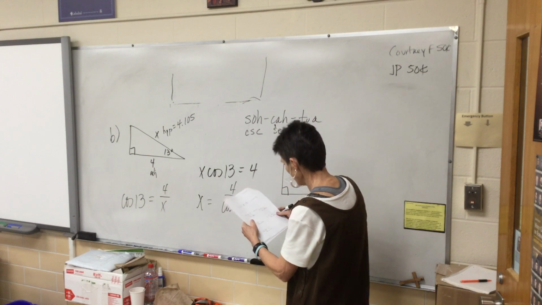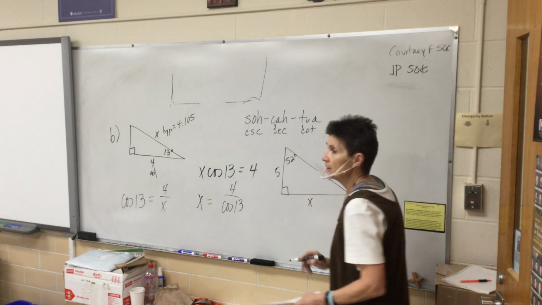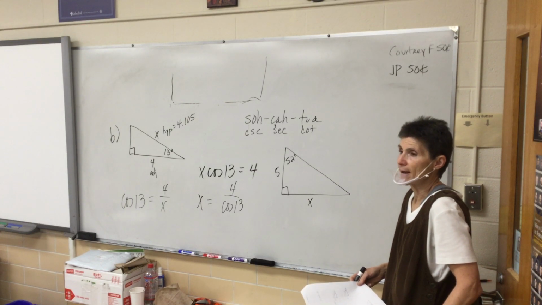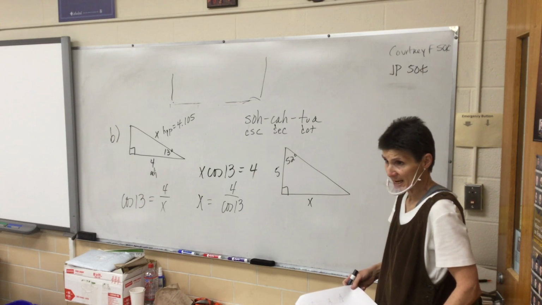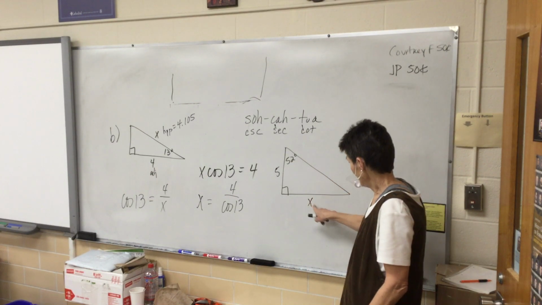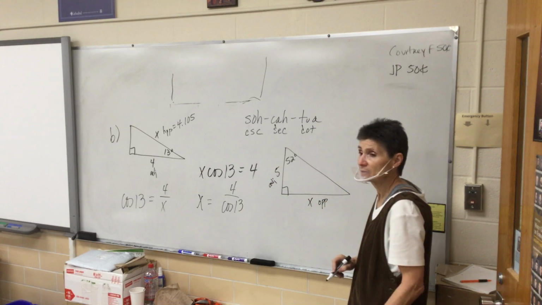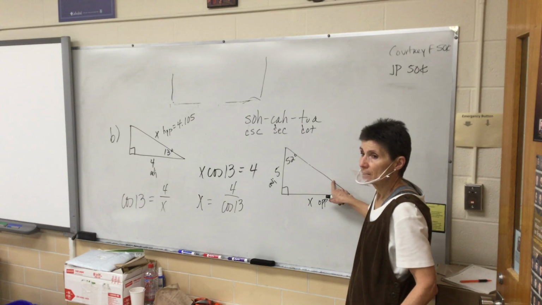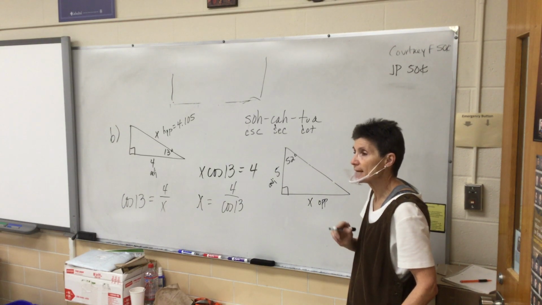Same right triangle, but now the angle's up here, doesn't matter. What function am I going to use this time? Tan. Why am I using tan? Because with regard to the angle, this is opposite and this is adjacent. See how the hypotenuse isn't involved? So I'm going to use tangent. So what will my equation be?